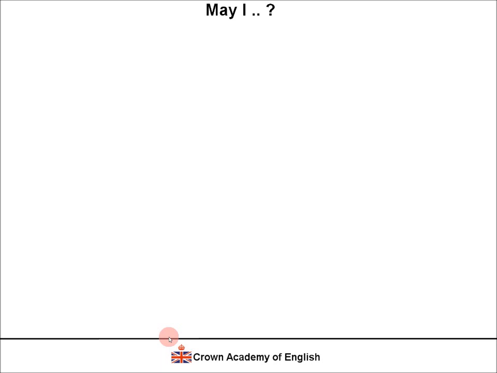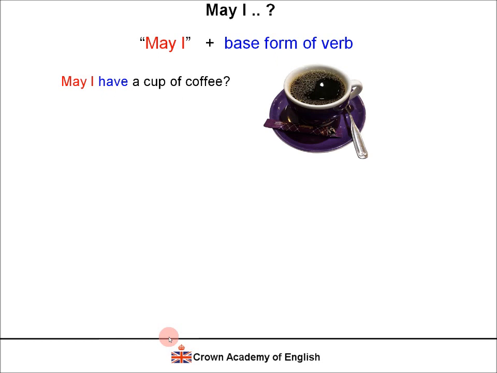Number 1, may I? So the form is may I followed by the base form of the verb. Example: may I have a cup of coffee? May I sit here? May I go to the toilet?